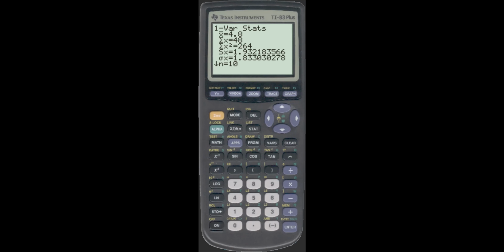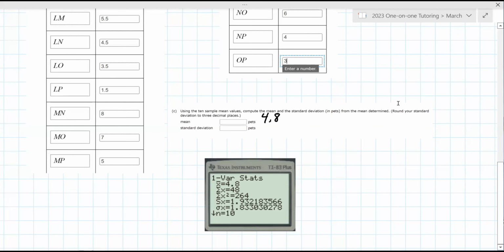And there we go. Now the mean is again 4.8. That actually shouldn't be a surprise. The standard deviation though is different. Okay, so that mean is the same. Now the standard deviation, this is a sample standard deviation, so I think it wants this second number. Let's try 1.932. If that doesn't work, you can try the other one, the 1.833, if you want.